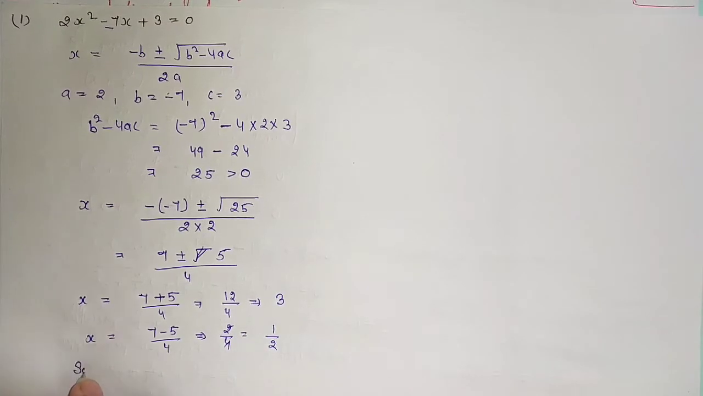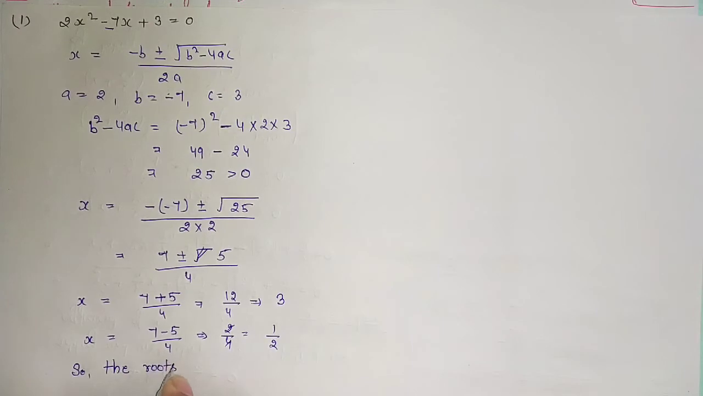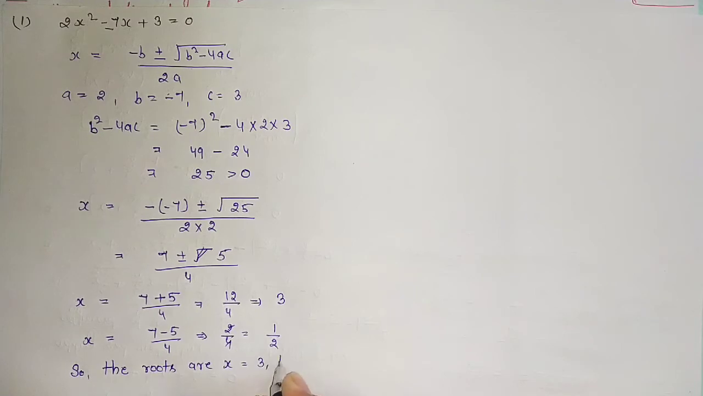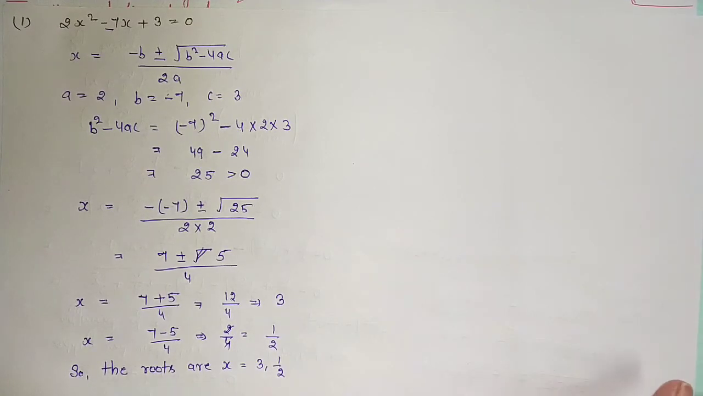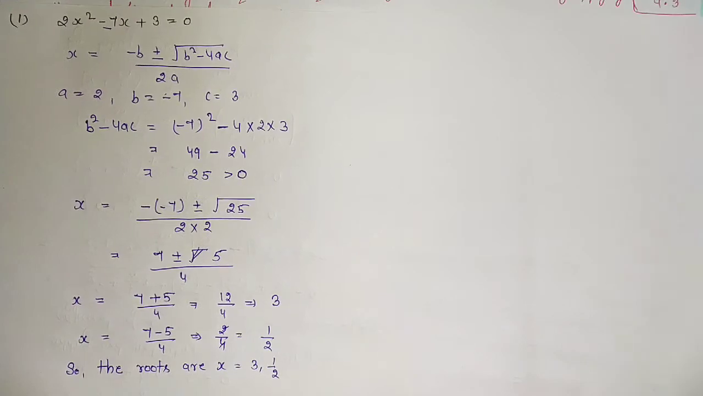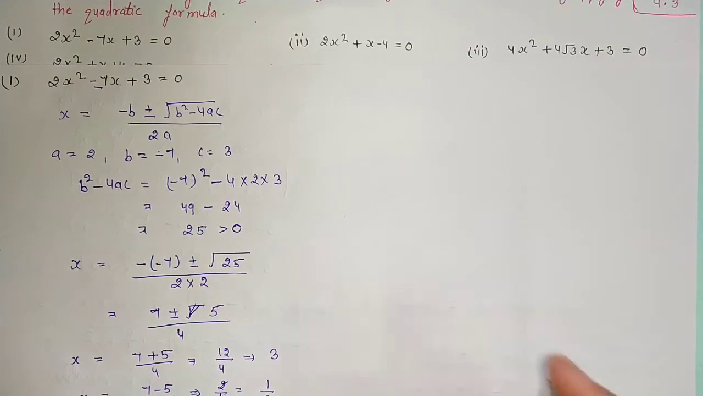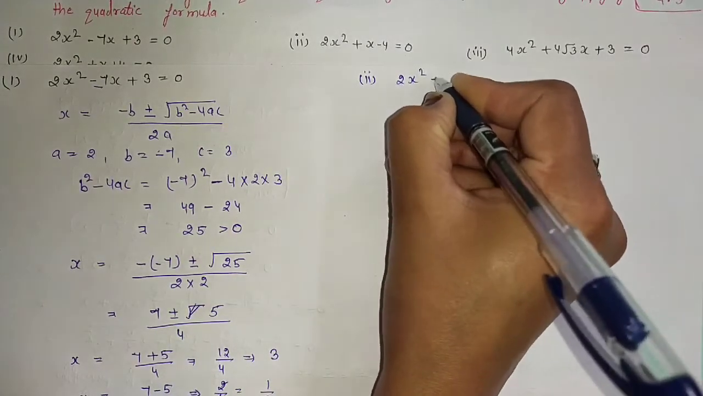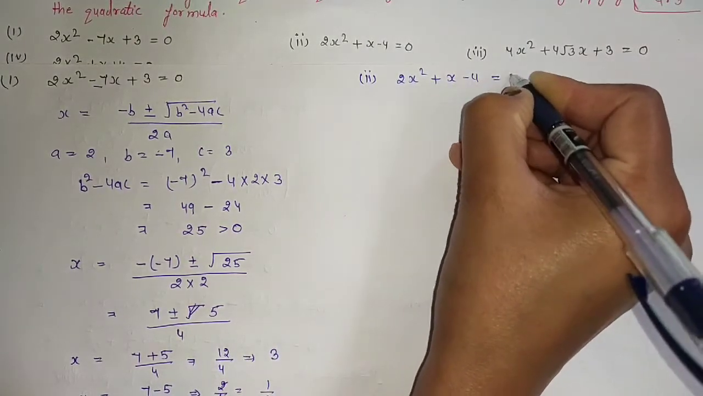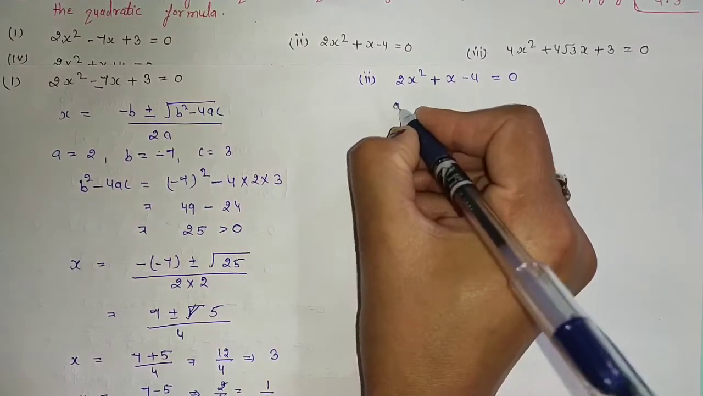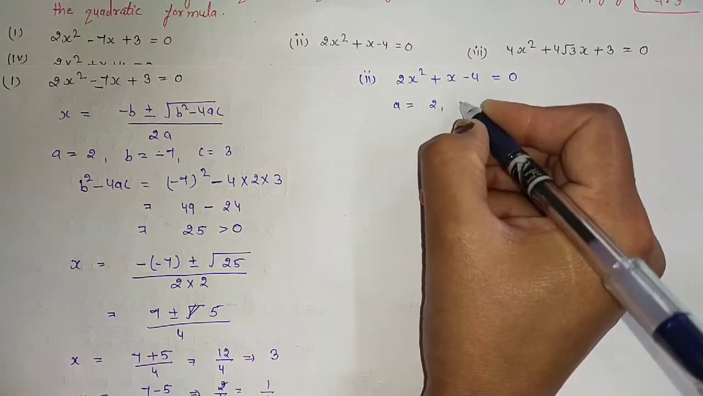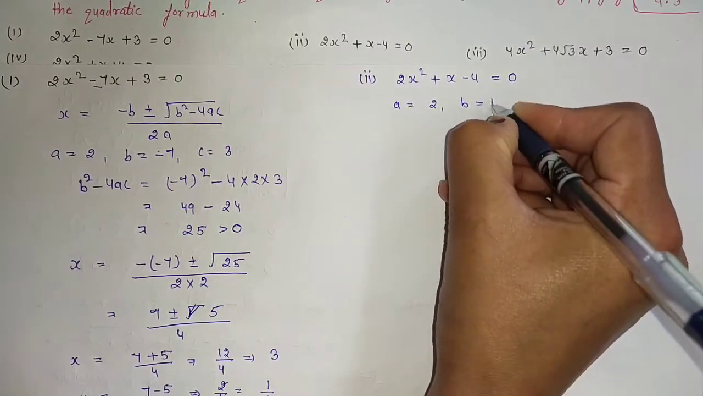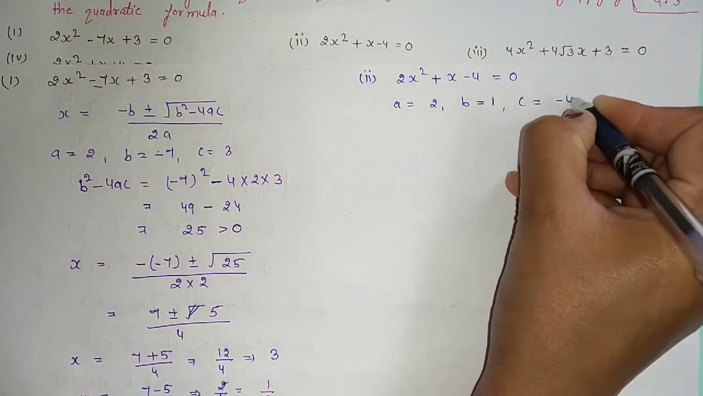So the roots are x equal to 3 and 1 upon 2. The second part is 2x square plus x minus 4 equal to 0. Here a equal to 2, b equal to the coefficient of x, that is 1, and c is the constant term, that is minus 4.